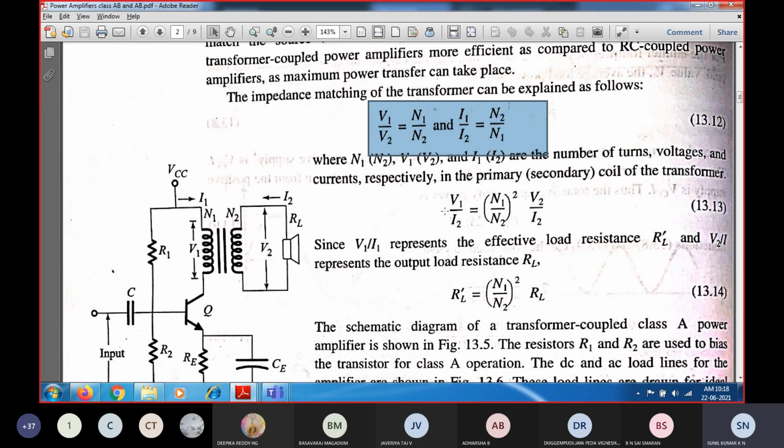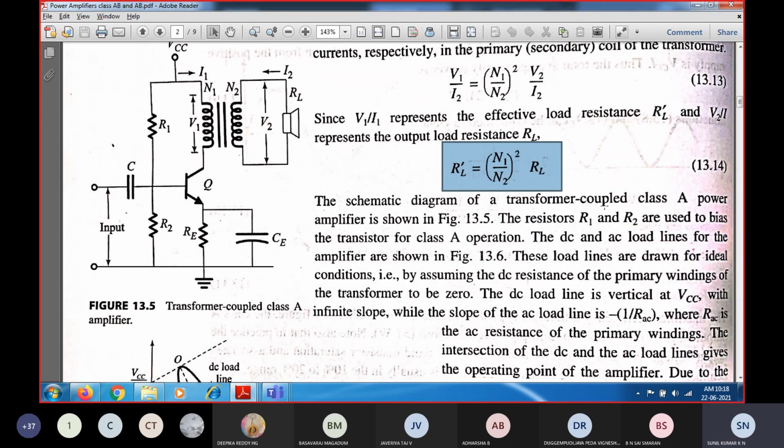With this expression, for impedance matching, what should you have? You should have V1 by I1. As I told in the previous class, there was a mistake here. V1 by I1 must be equal to N1 by N2 whole square into V2 by I2. V1 by I1 is nothing but the input resistance, which we call the effective load resistance RL dash, and V2 by I2 is the actual load resistance RL. These need to be matched so that maximum power can be converted and transmitted to the load. So V1 by I1 should be equal to V2 by I2 into N1 by N2 whole square. This is how the impedance needs to be matched.